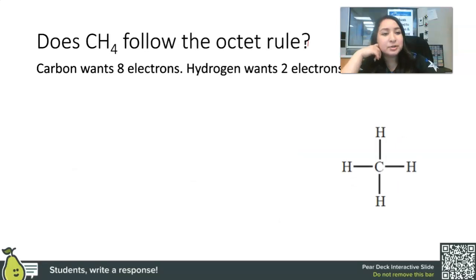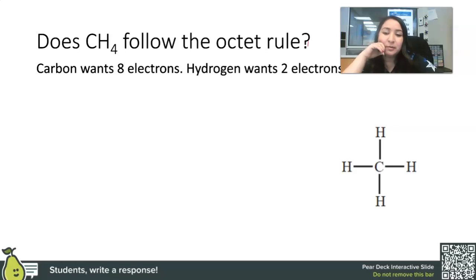All right, now my next question to you. Does CH4 follow the octet rule? Note that carbon wants 8 electrons. Hydrogen only wants 2, right? Because it's on the first energy level. Go ahead and pause and answer the question.